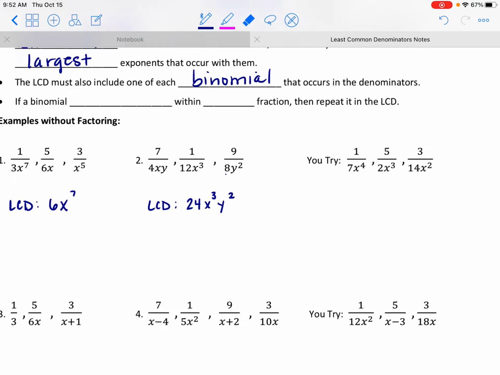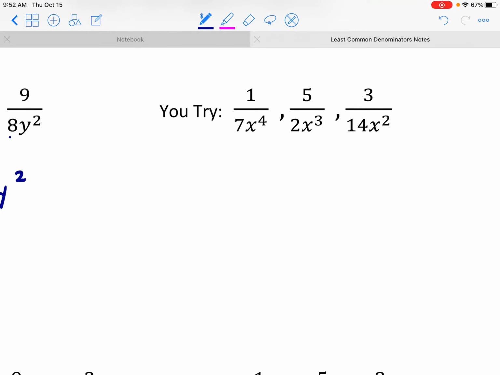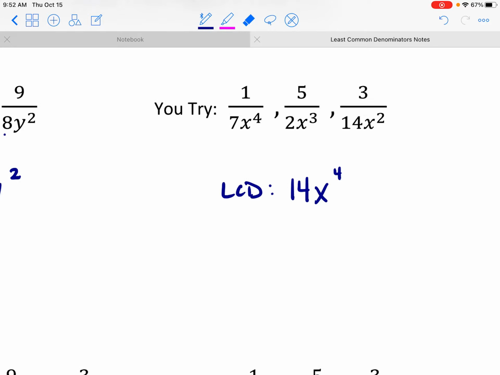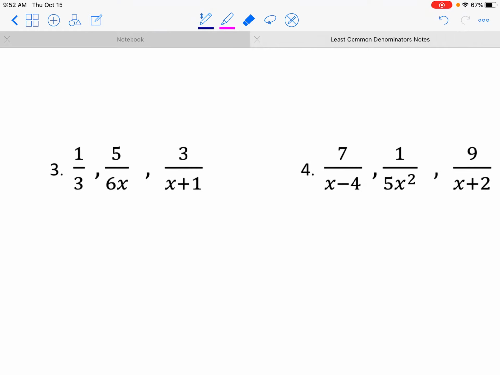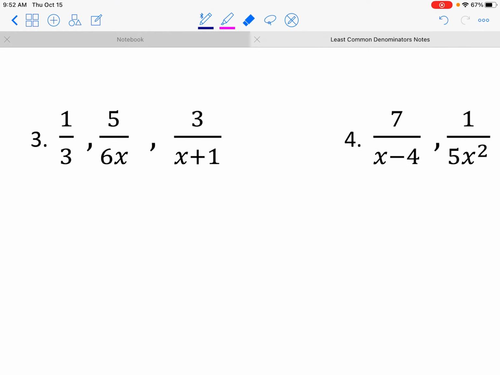Okay? If you're feeling like you can do this, then try out the next one. Otherwise, let's go here. Let's see. Smallest number that 7, 2, and 14 go into. Well, they're all going to divide into 14. And then I need x to the 4th power because that's the largest exponent I see within x. And that's it. Okay? So now, let's look at some larger polynomials with more than one term.